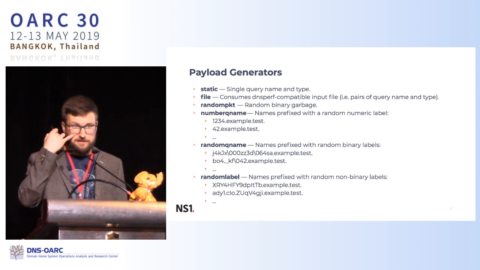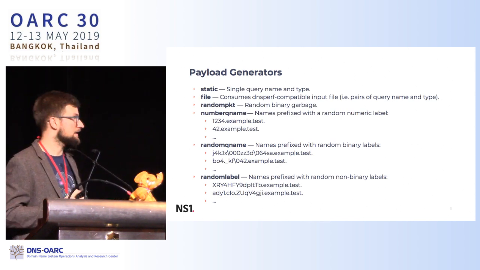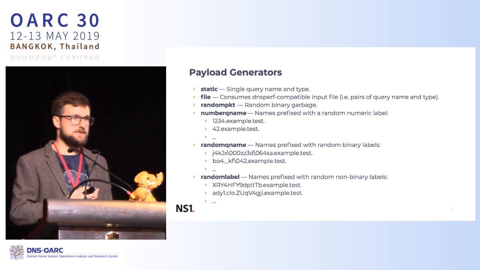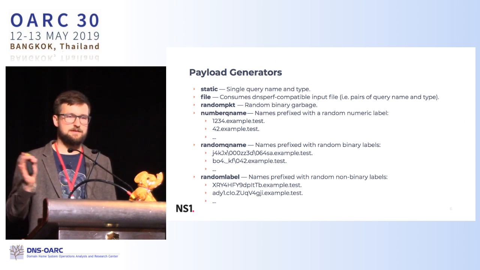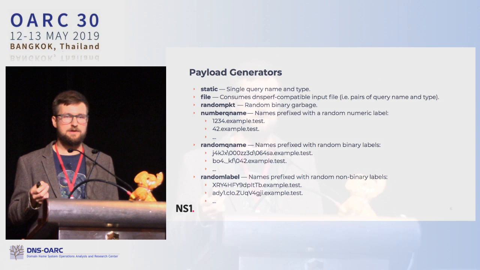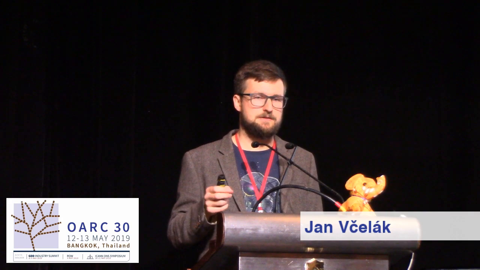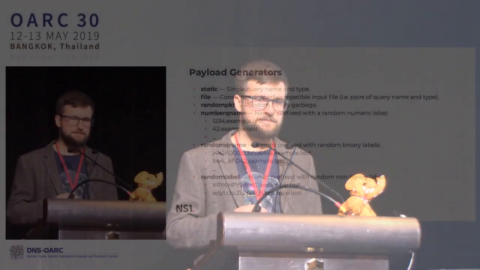So there's a couple of payload generators in Flamethrower. The simplest one, which you have seen in the example at the beginning, we call static. It just sends the same query over and over, and you can parameterize it by the name and type only. The next one, file, actually reads a list of queries from a file. It's a DNS-perf compatible file, so it's essentially a text file that has a query name and query type on separate lines. Super simple.